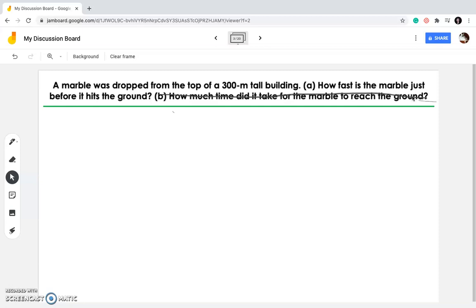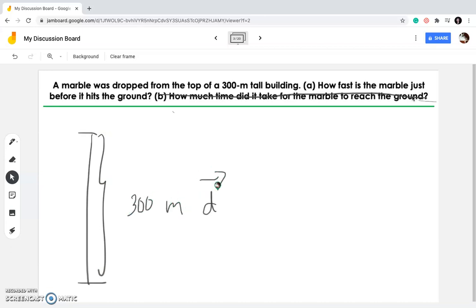A marble was dropped from the top of a 300-meter tall building. So this is a 300-meter height. And because we're actually recording displacement, and displacement is a vector quantity, remember that if the displacement is measured below the point of release, because this is where the marble starts, right? Now, the 300 meters is measured below the starting position of the freely falling body. So if that displacement is measured below the starting point, you have to make it negative. So that's how it's going to look. So that's one of the givens right now. You have displacement equals negative 300 meters.